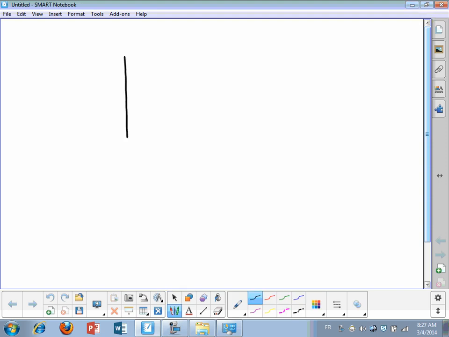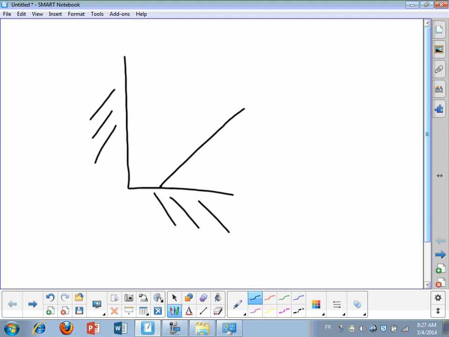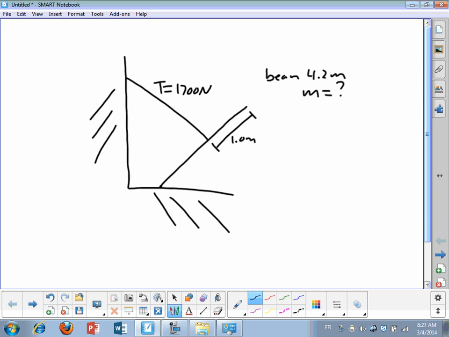So let's see what we have here. We have a wall here, we have a floor there, I have a beam up here, I have a tension coming from it. The beam itself is 4.2 meters long, and the mass, we don't know. The distance from here to here is 1 meter, and I know that the tension in the cable is 1700 newtons.